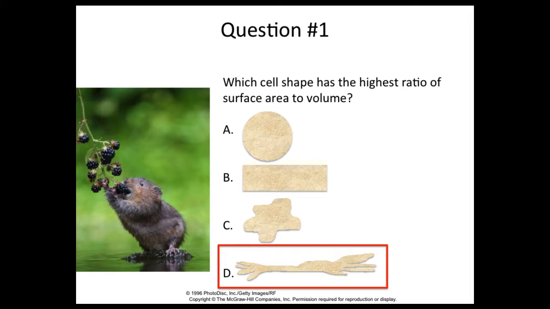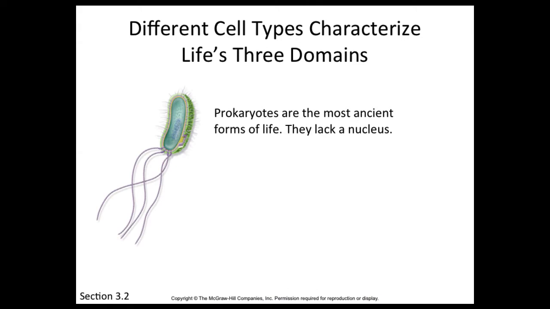The last one is the correct answer. It's the cell that has lots of little finger-like projections coming out of it. It has a much higher surface area relative to the internal volume.